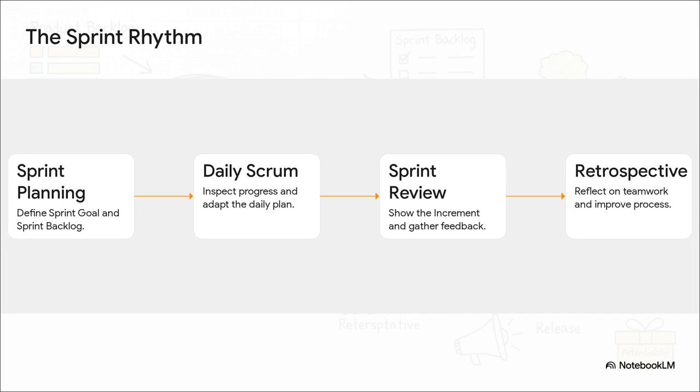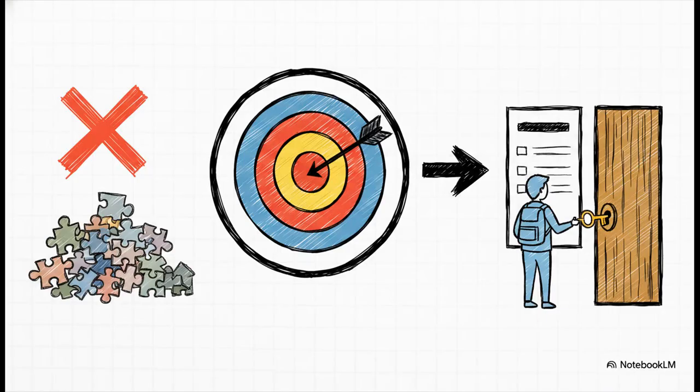We start off with sprint planning, we sync up every 24 hours with a daily scrum, we cap it off by showing the product in the sprint review, and finally, we take a hard look at our own processes in the sprint retrospective.